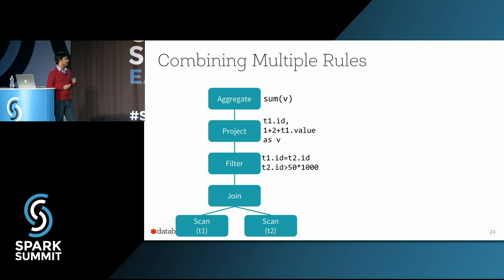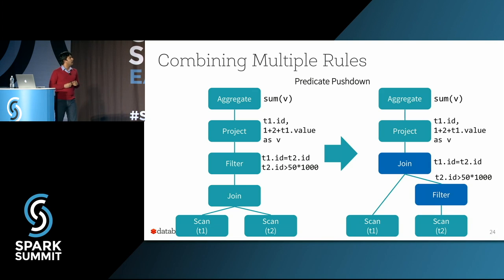We had the scan operators, T1 and T2. They were being joined, filtered, projected, and aggregated. Now, one of the cool things that we can do in queries like this is called predicate pushdown. Again, a standard database optimization that basically pushes down the filters as close to the data source as possible. And the intuition here is pretty obvious. We would like to actually prune the data that's not necessary as soon as possible so that your query does not have to process it.